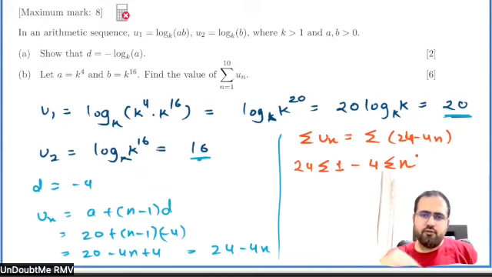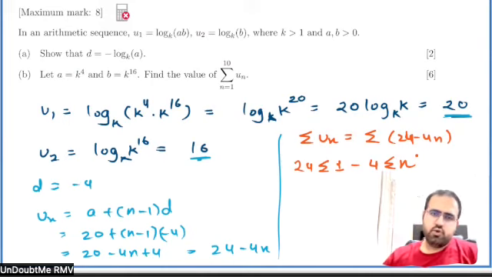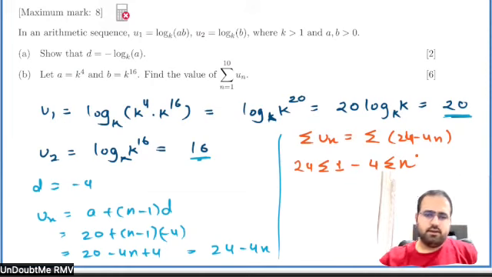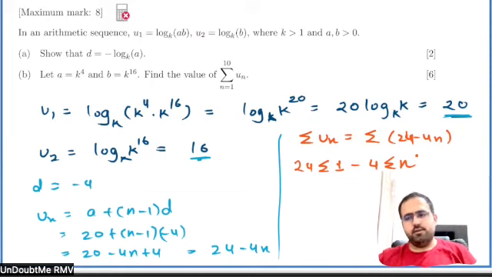Now, how did you get d as minus 4? u1, u2 values, u2 minus u1. Oh, okay, I got it. Yeah, sorry. Okay, after that, I'm waiting for the answer.